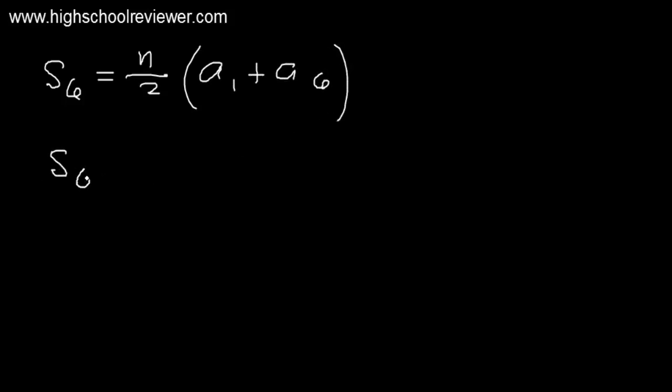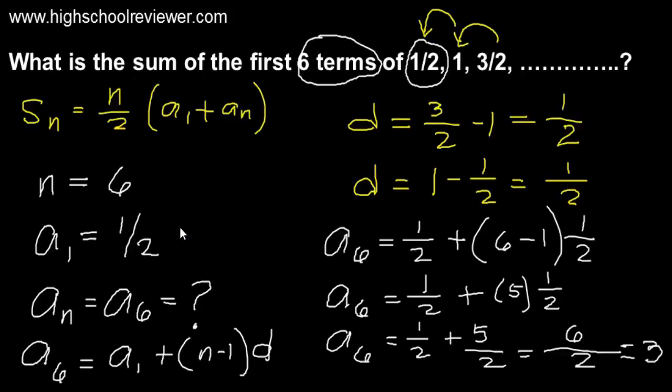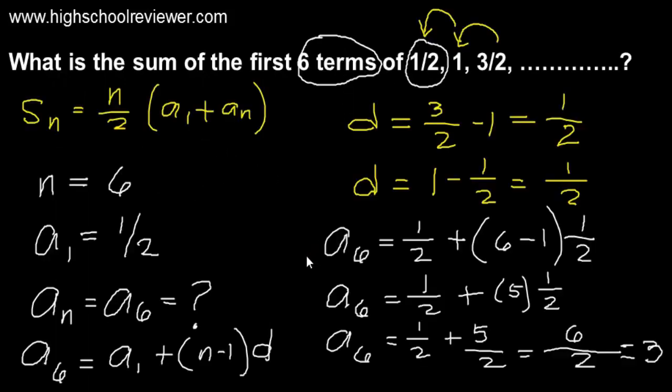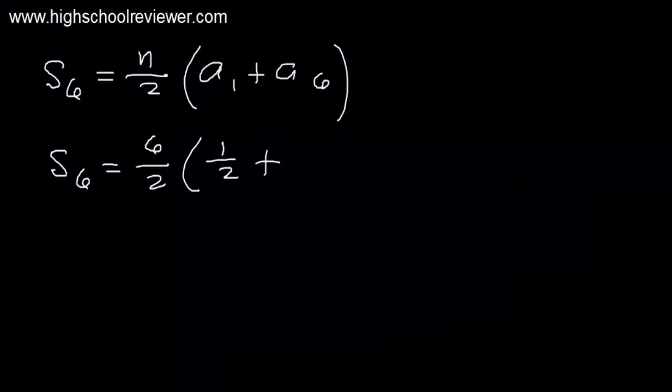Our S sub 6 now. S sub 6 will be equal to n all over 2 multiplied by a sub 1 plus a sub 6. So S sub 6 will be equal to, our n is equal to 6, so n will be 6 divided by 2 multiplied by our a sub 1, which is 1/2, plus our a sub 6, which is positive 3.